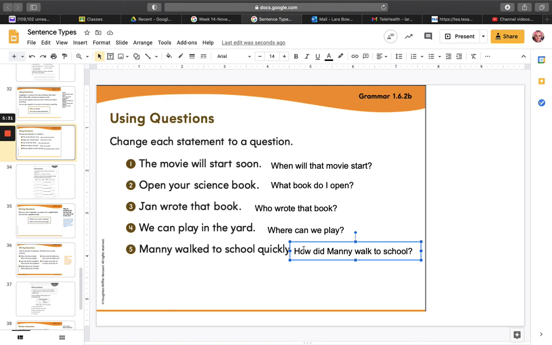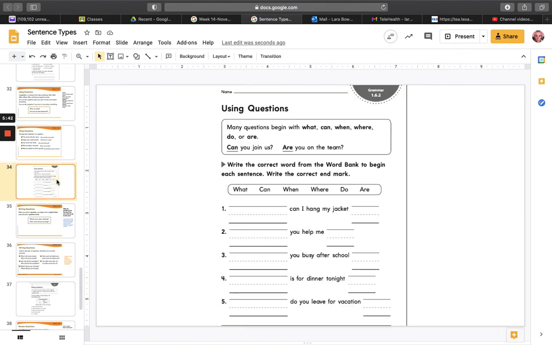So look at our questions. They all have question words. When, what, who, where, how, and they all end with question marks. So here's how you're going to practice. It tells us in our box, many questions begin with what, can, when, where, do, or are. In our examples, can you join us? Are you on the team? So question words and question marks.